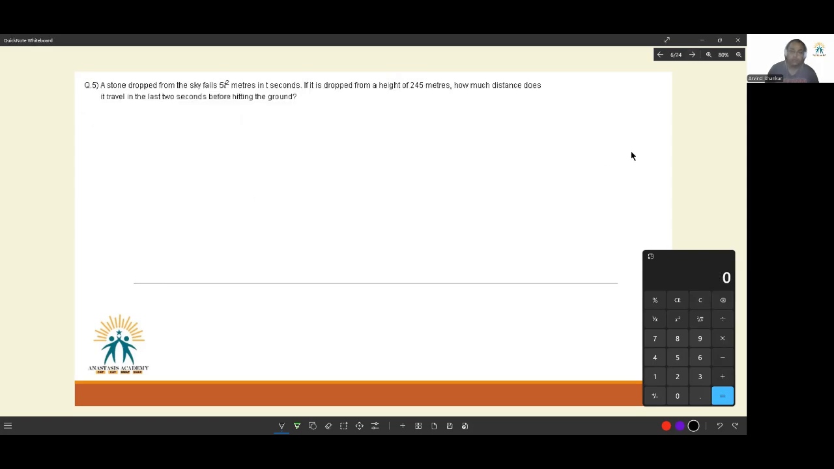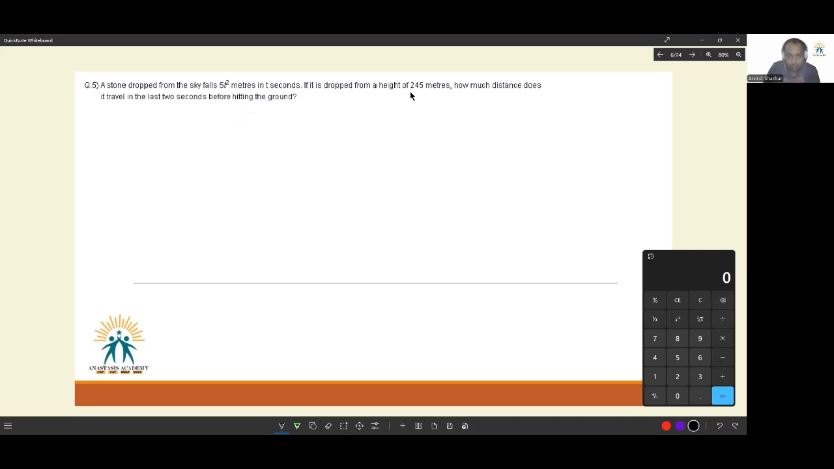Next one now. A stone dropped from sky falls 5t square meters in t seconds. If it is dropped from a height of 245 meters, how much distance does it travel in the last 2 seconds before hitting the ground? Okay. For how many seconds does it travel?